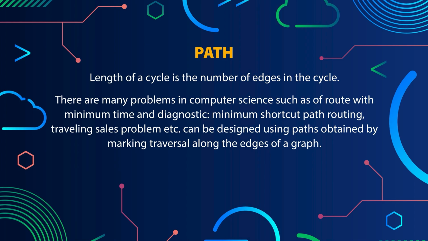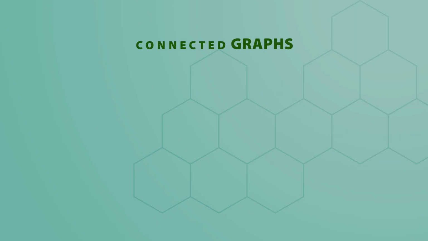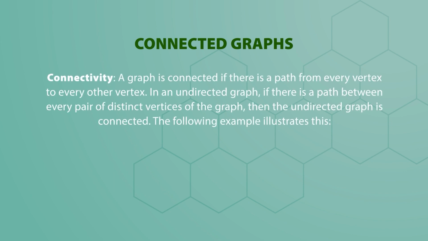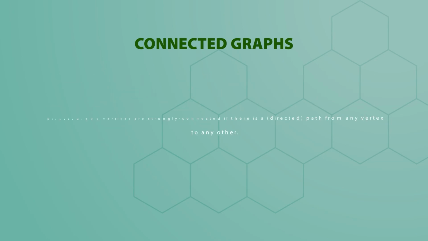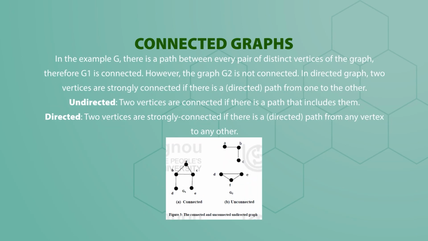There is something called connected graphs, or connectivity in a graph. So what is connectivity? A graph is connected if there is a path from every vertex to every other vertex. We can see in the example ABC that every vertex can be reached from every other vertex. If you want to reach C, it can be reached from A and B. If you want to reach B, it can be reached from A and C. If you want to reach A, it can be reached from B and C.